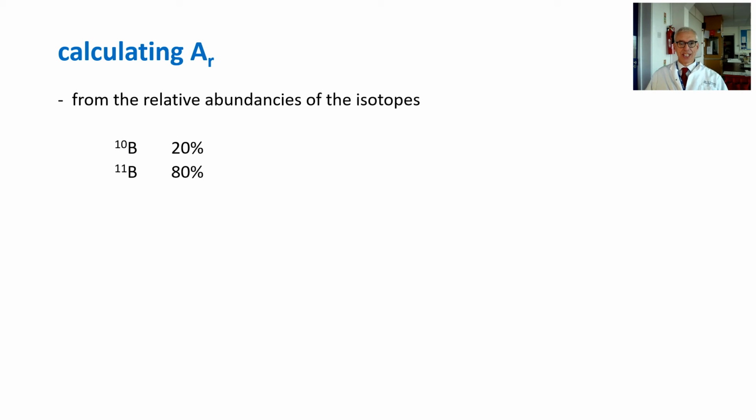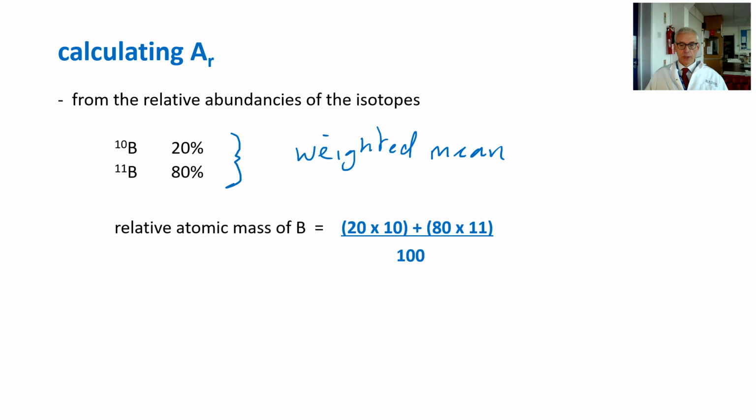So this is the data that we get from the mass spectrometer, and from it, if you recall, we need to achieve a weighted mean. So to achieve that, we're going to do 20 times 10. So 20% of the boron has a mass of 10. So 20 times 10 plus 80%, so 80 items times 11.